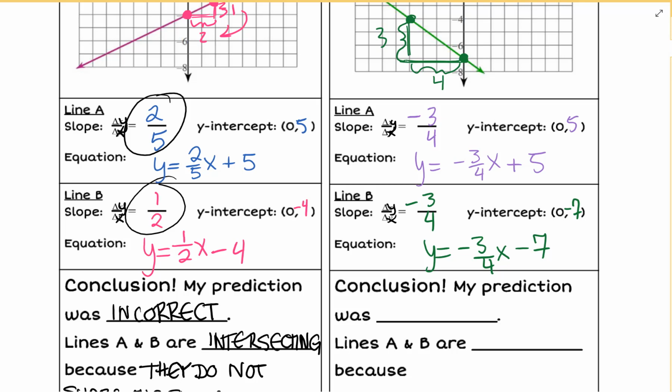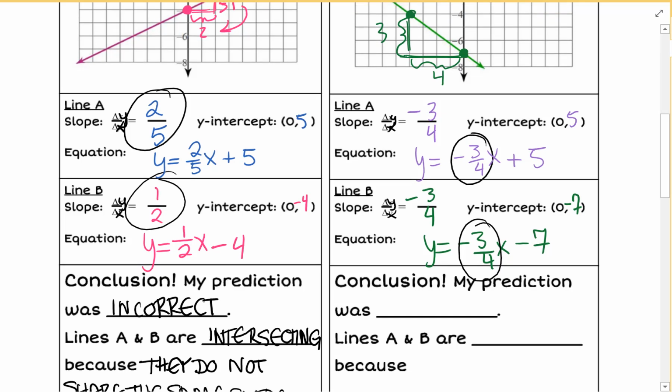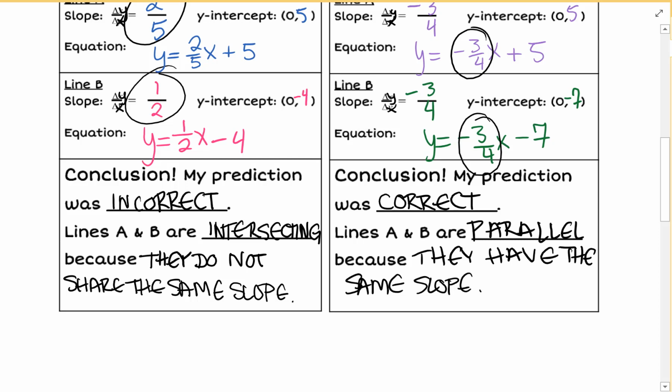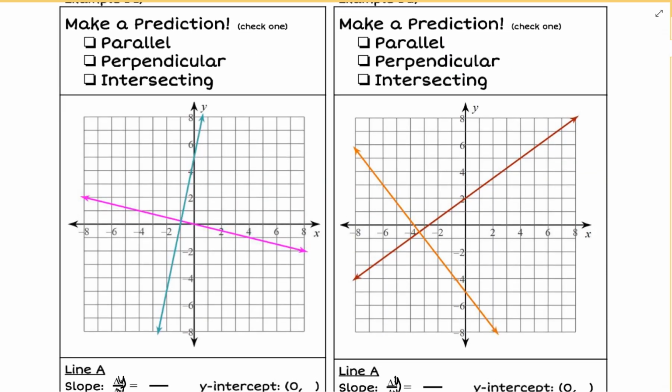Okay, so were we correct? Are these parallel lines? Yes, they have the same slope. Our prediction was correct. Let's try some more. Ooh, these don't just intersect. These look like they might have a special type of intersection known as being perpendicular, making a right angle. That's going to be my guess.